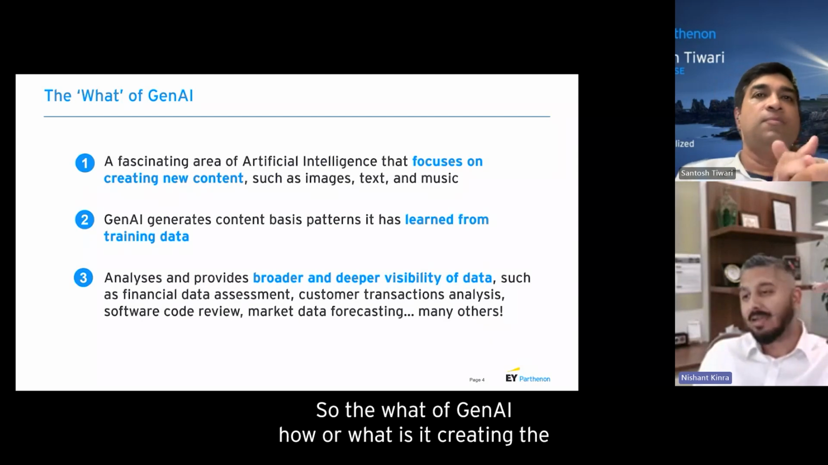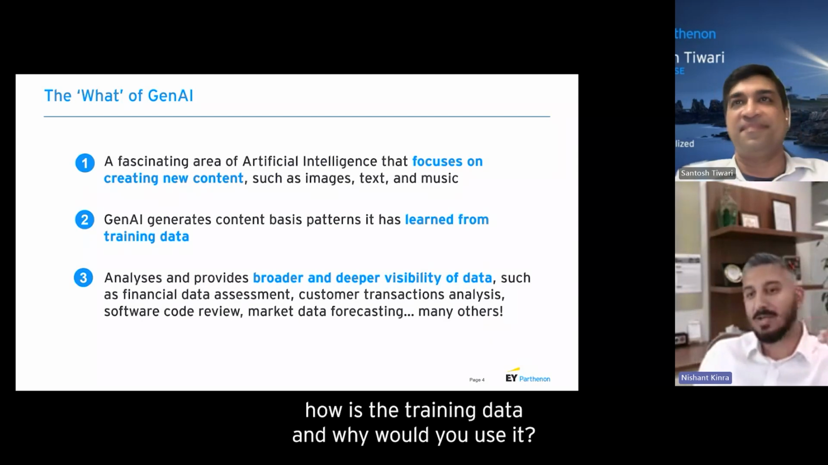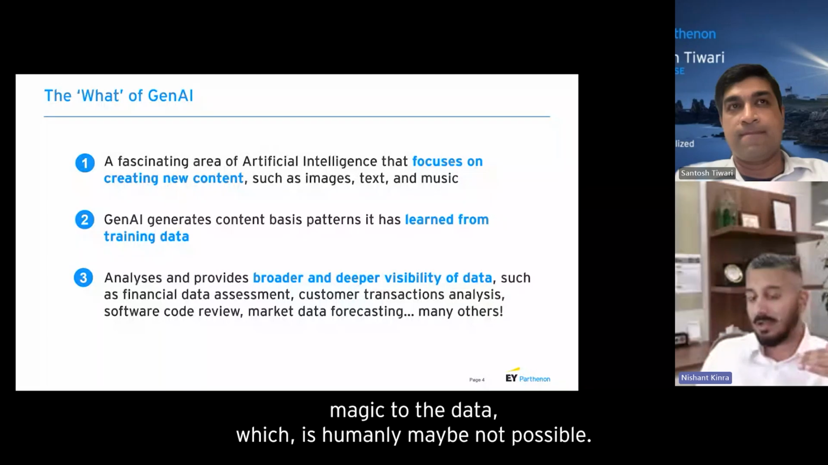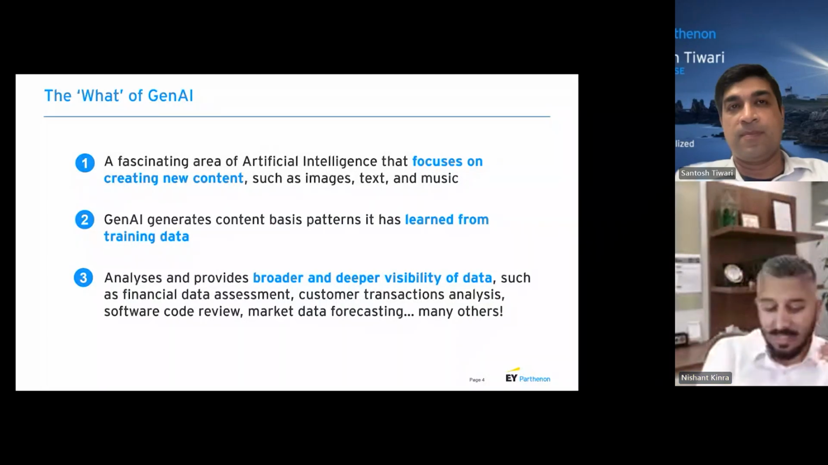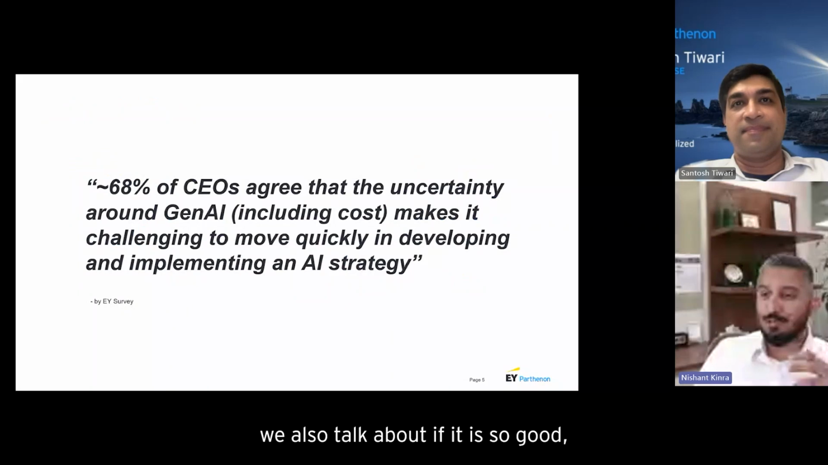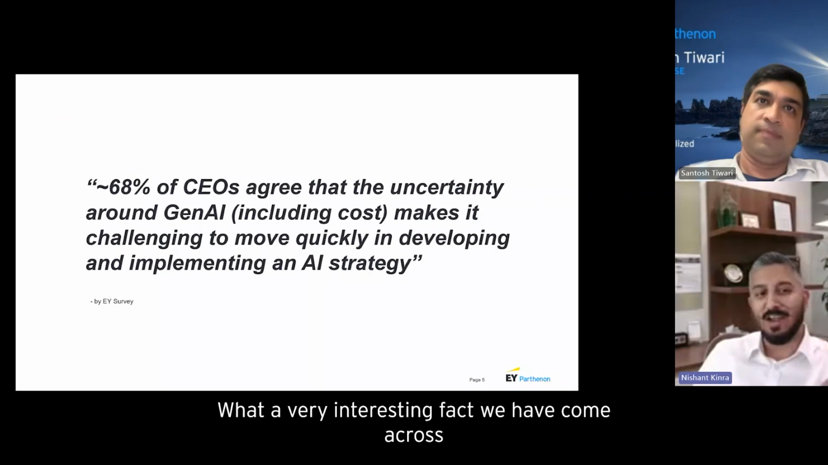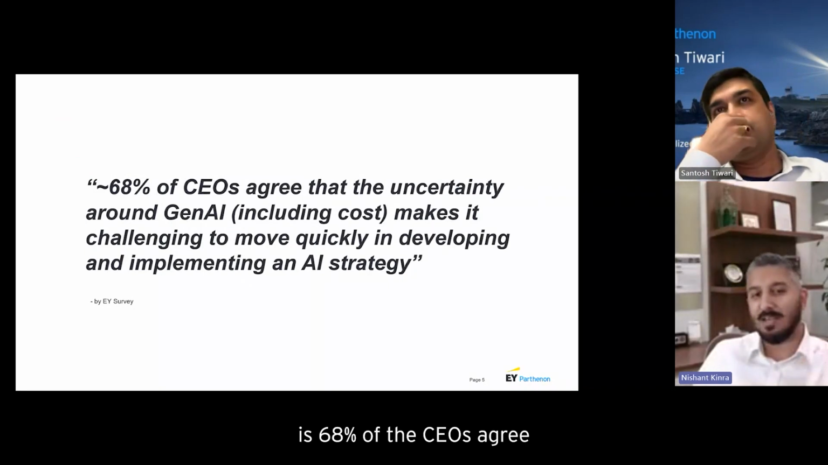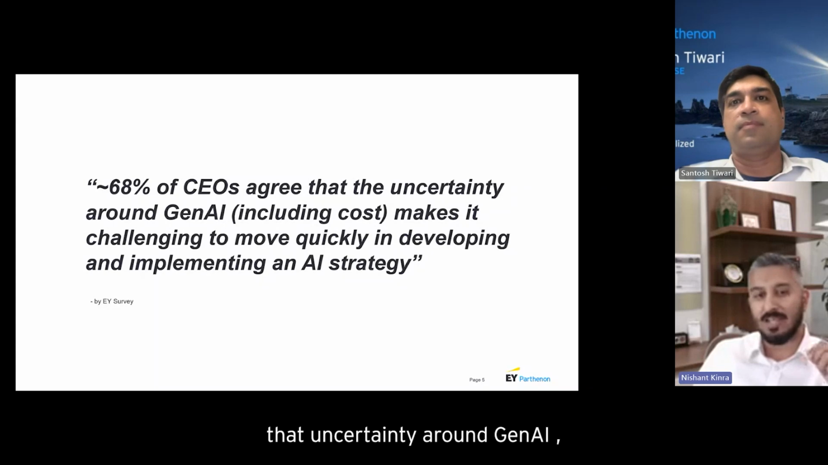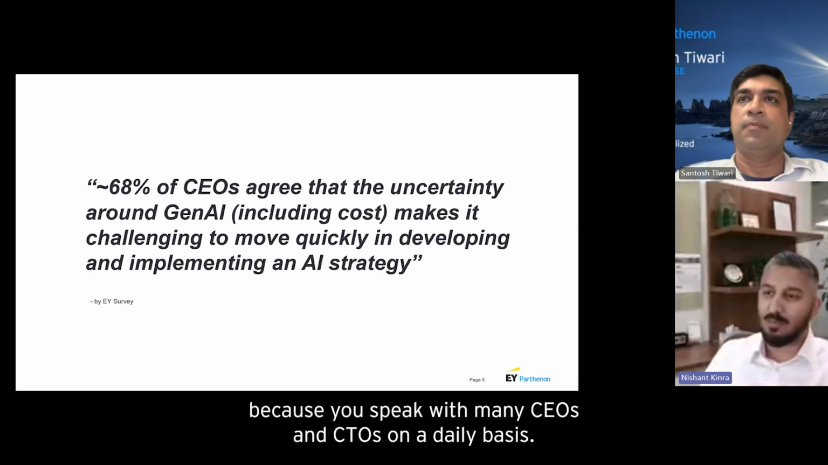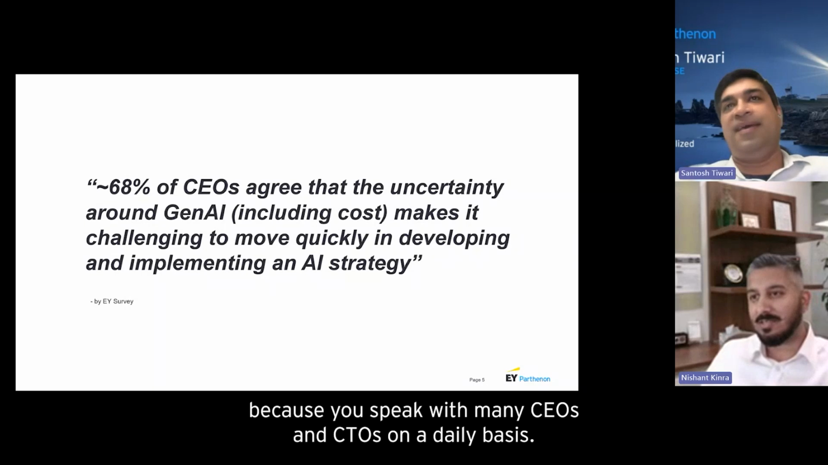So what do you make of generative AI applications is the most important piece. So the what of Gen AI is what it is creating, the how is the training data, and the why is that you would use it because it can do magic to the data, which is humanly maybe not possible. And that's where we also talk about, if it is so good, what is the cost of AI? But a very interesting fact we have come across is 68% of the CEOs agree that uncertainty around Gen AI, which includes the cost, is making it the most challenging piece. I'd like your thoughts, Santosh, because you speak with many CEOs and CTOs on a daily basis.